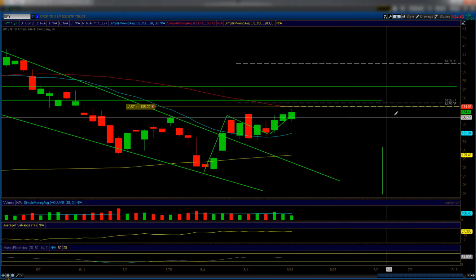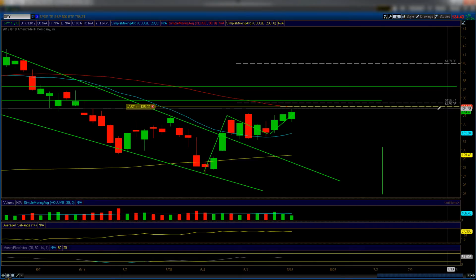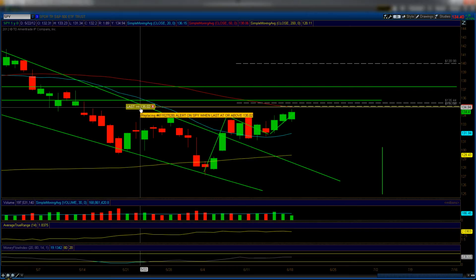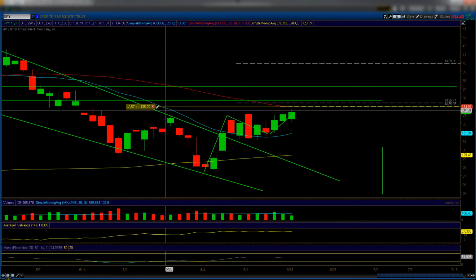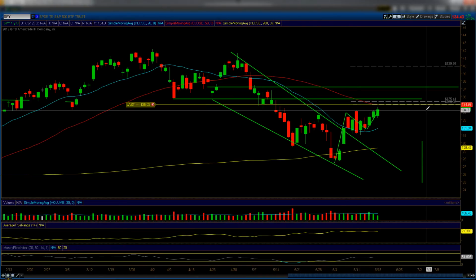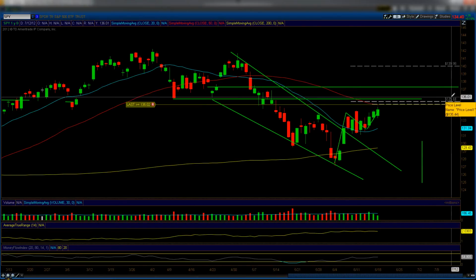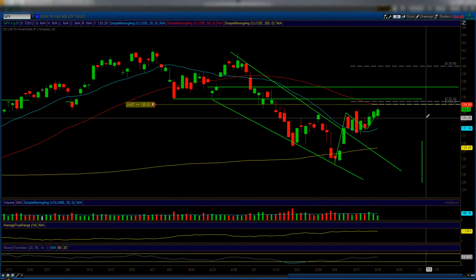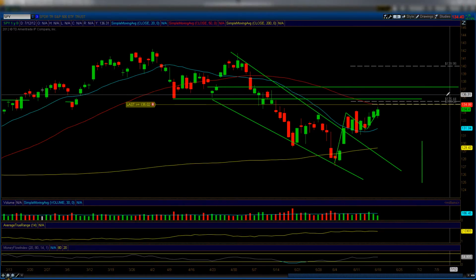So let's zoom in here. I do have a level here at 135.06, which is a calculated level. Don't mind this here. This is just my alert at 135.02. If it hits 135.02, then it'll send me a text message so I can get on it. And then I do have a calculated level here at 135.44. I wanted to talk a little bit about this 135.44 level.